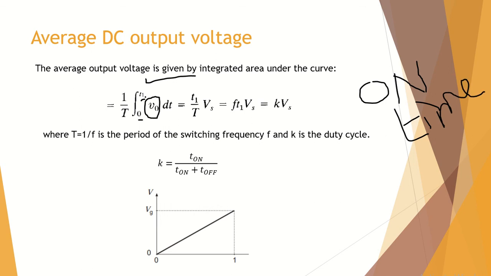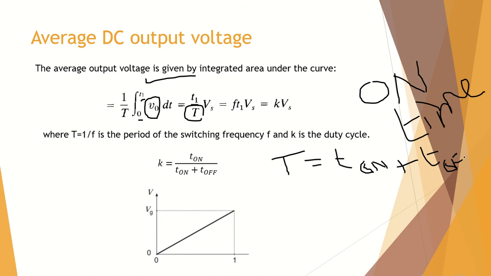V0 is a fixed value, so it comes outside, and when you integrate it, it becomes T1 by T. T is the total time period. What is the total time period? The total time period is on time plus off time, T on plus T off. That is the total time period.